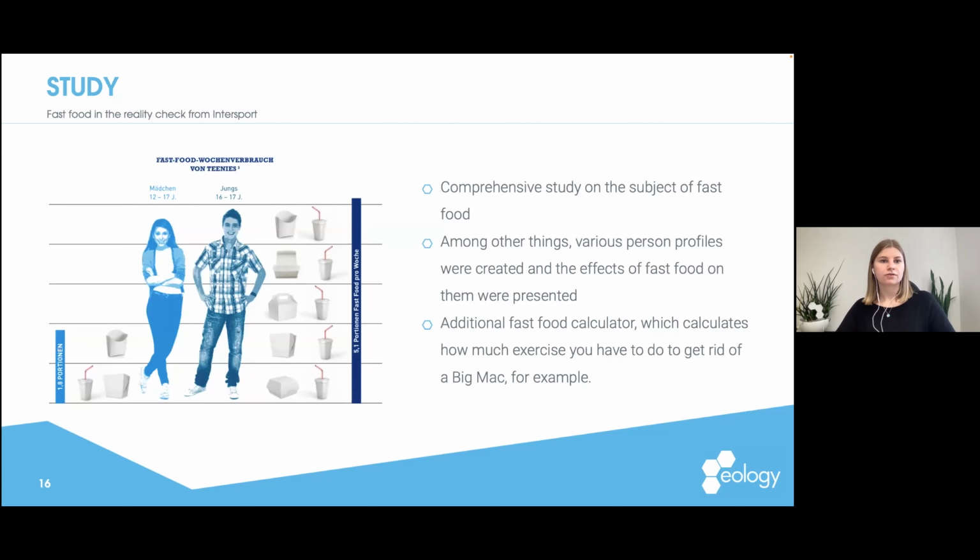The next example I've got for you is a study. We looked at Intersport, which did a fast food reality check, and they published a comprehensive study on the subject of fast food. Among other things, they published various person profiles presenting the effects of fast food on them. For example, you can compare a young sportive man to an elderly woman and what fast food will do to their body. Additionally, you have a fast food calculator. For example, it can calculate how much exercise you have to do to get rid of the Big Mac you just ate.